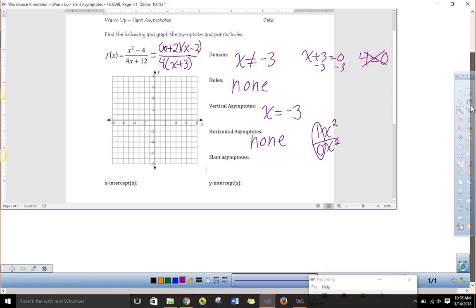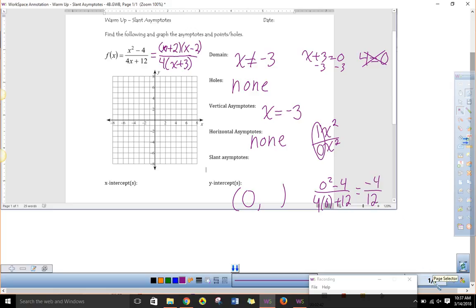Which intercept do you want to look at first? You want to do y? What do you know about your y-intercept? 0 is always going to be your x value. Good. So that just means that I need to plug in 0 for x. So if I have 0 squared minus 4 and 4 times 0 plus 12, what am I going to end up with here? -4 on the top. 12 on the bottom.